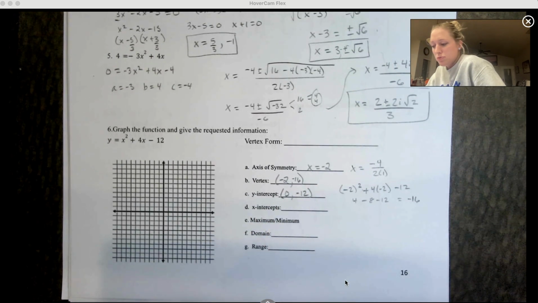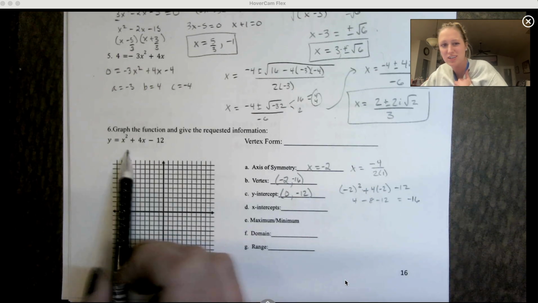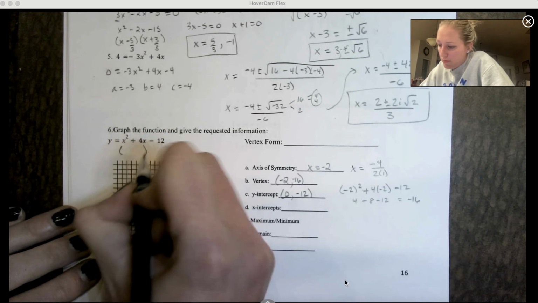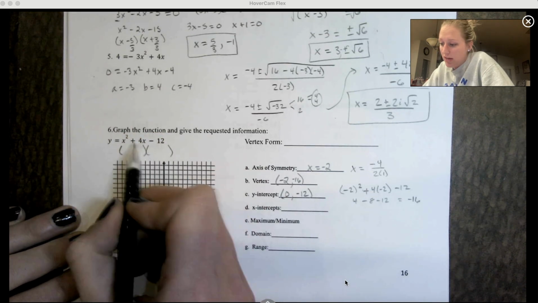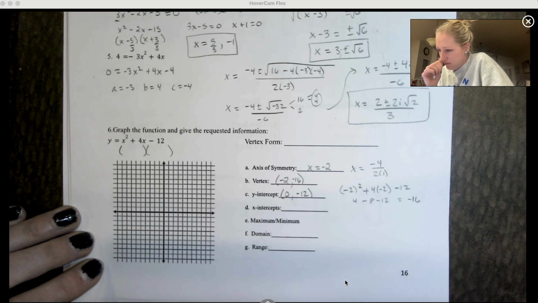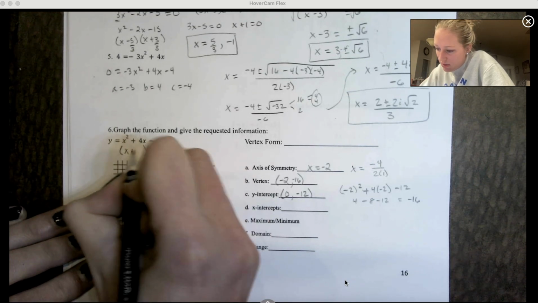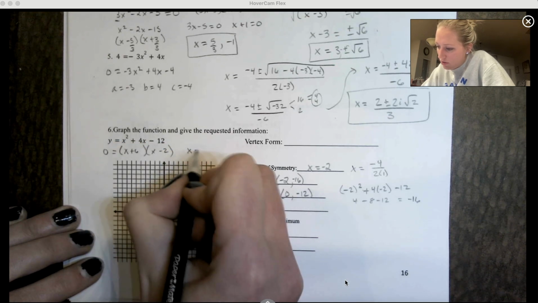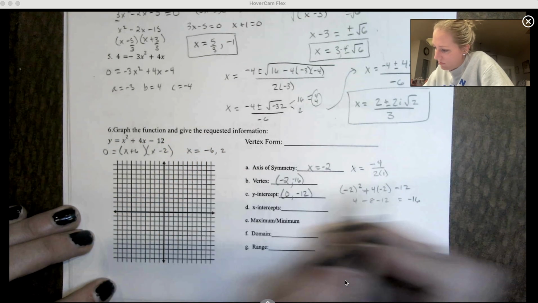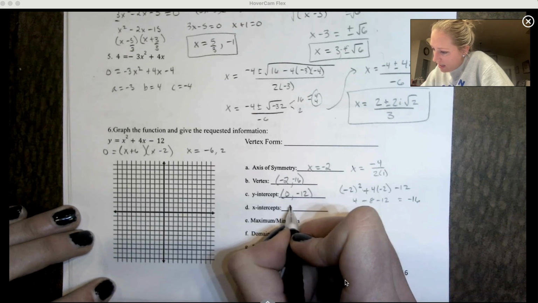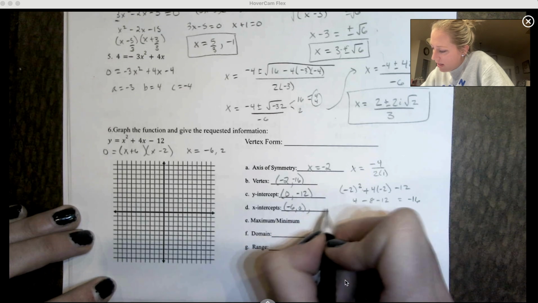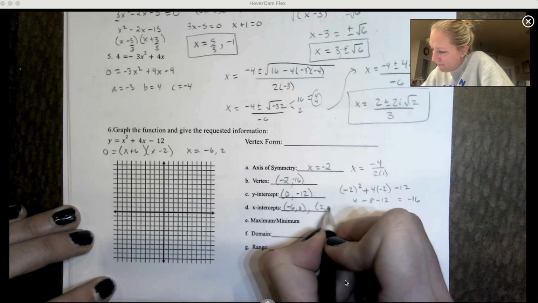The x-intercepts, we might be able to see this easily from solving, or I can check, is this easy to factor, which this one actually is. Numbers that multiply to be -12 that add to be 4 would be 6 and -2. So if we were to set that equal to 0, my solutions would be -6 and +2. So the zeros would be (-6, 0) and (2, 0).